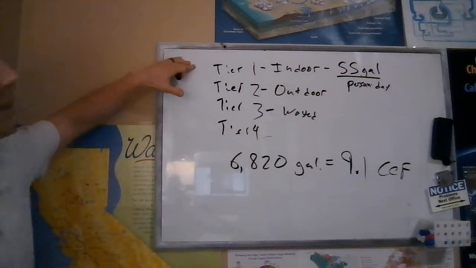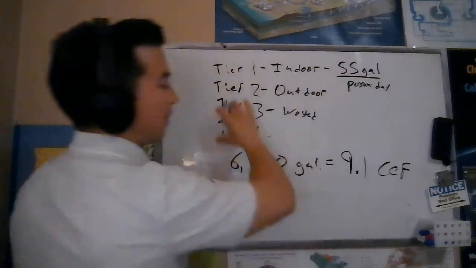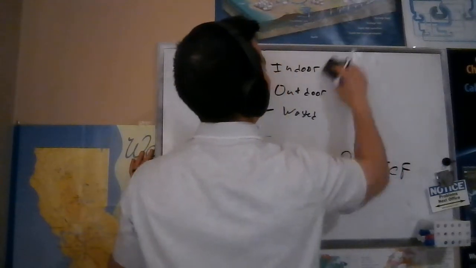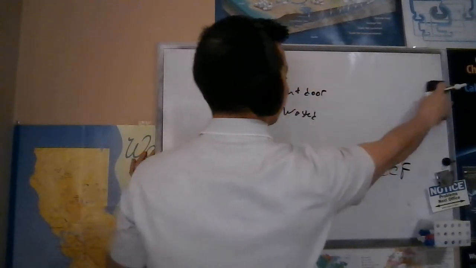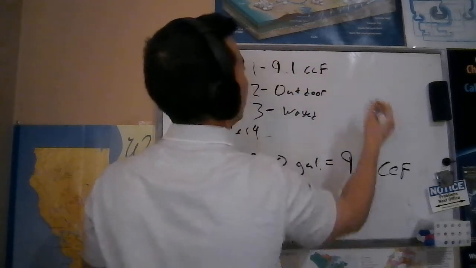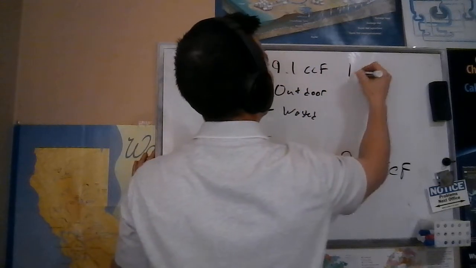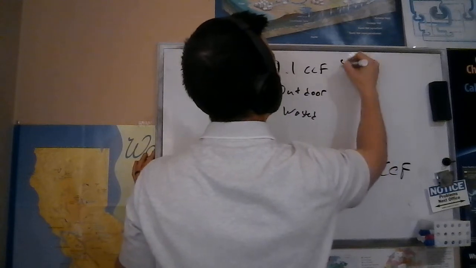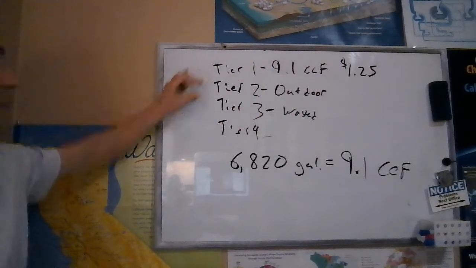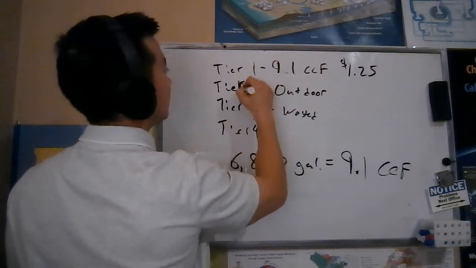So this tier 1 in this situation is based on the number of people living in my home. So in this case, my indoor water use in my tier 1 is going to be 9.1 CCF. And let's say this water here is $1.25 per billing unit. It's pretty cheap. Now your outdoor budget, this varies depending on the water agency.